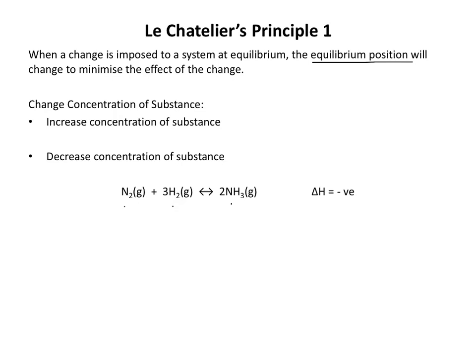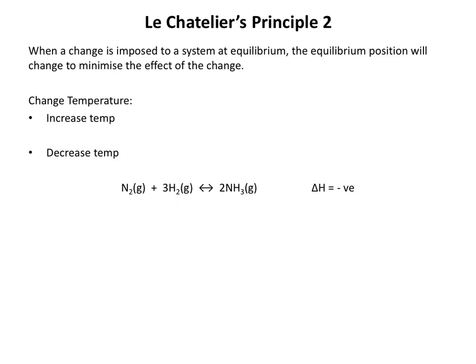Right, let's see what happens when we change another condition. So here's Le Chatelier's principle again, and changing temperature is a little bit trickier. If we try and increase the temperature, the equilibrium moves in the endothermic direction. So I heat it up, the equilibrium thinks, I'm going to cool down, and tries to do the opposite of what I'm doing.